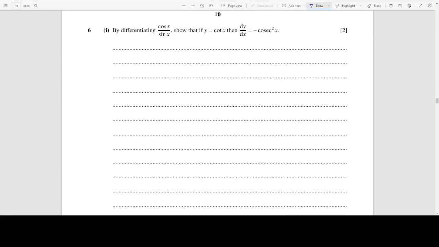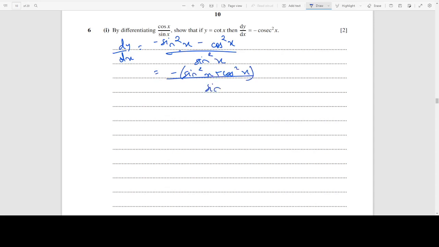So cos x upon sin x, we just have to differentiate using a product rule. So dy by dx is equal to negative sin square x minus cos square x divided by sin square x, which is negative sin square x plus cos square x divided by sin square x. Sin square x plus cos square x is 1, so negative 1 divided by sin square x, which is negative cosec square x. Correct, that's what we had to prove.